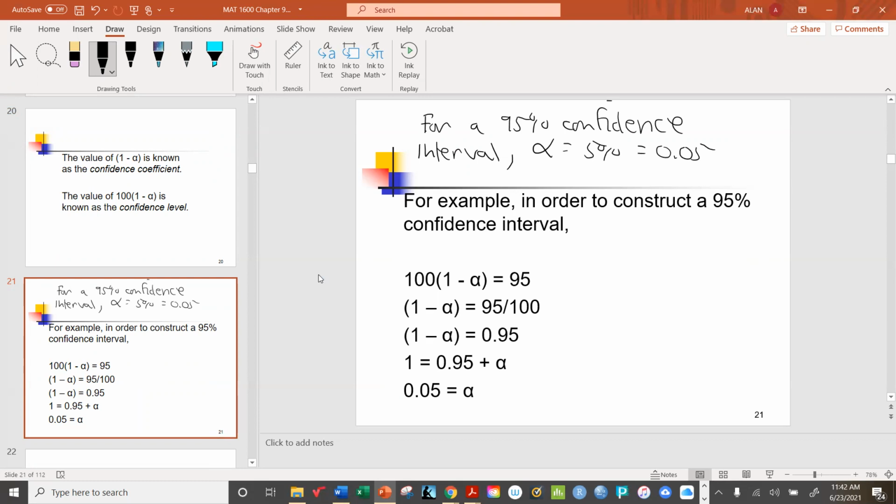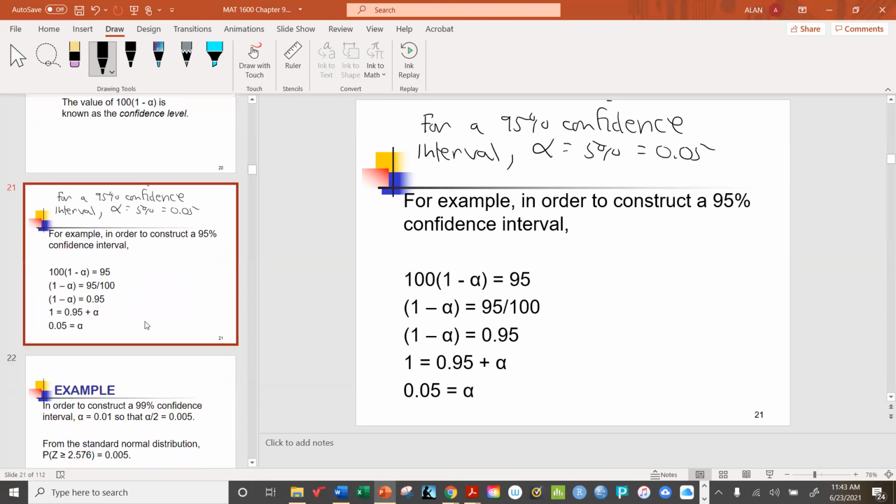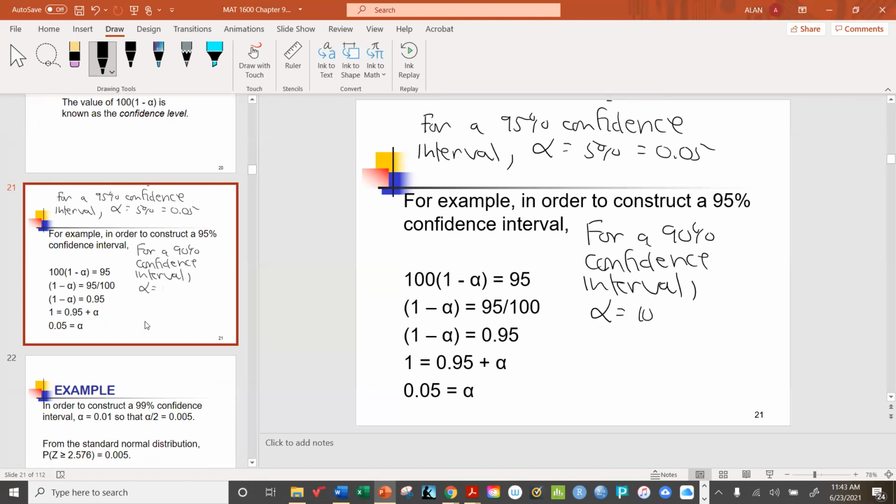All right, now both of these actually mean the same thing. In other words, if I tell you that I'm constructing a 95% confidence interval, or if I tell you that alpha is 5%, it means the same thing. They're basically alternative ways of expressing the same information. But there's also, like I said before, a couple of other possibilities we might run into. Let's say, for example, you're really interested in doing a 90% confidence interval. In that case, alpha is 10% or 0.10.